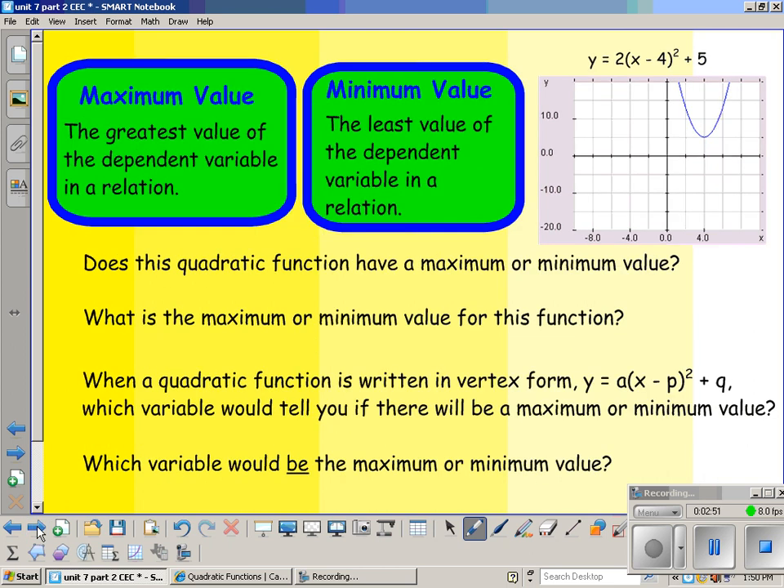We have maximum value or minimum value on a quadratic function. The maximum value is the greatest value of the dependent variable, which is the y value, in a relation. The minimum value is the least value of the dependent variable in a relation. So it's the y value that's either the lowest or the highest. In this example the parabola is opening upwards, so we have a lowest point. We have a minimum value.